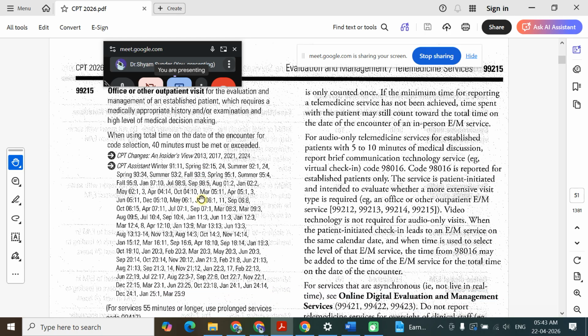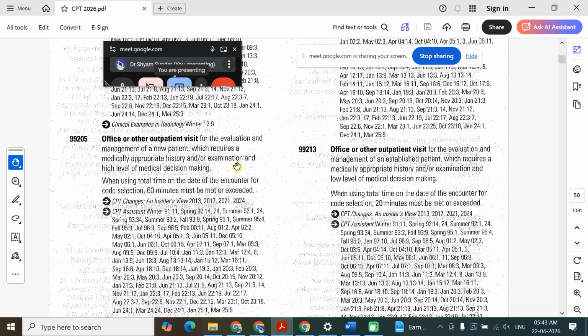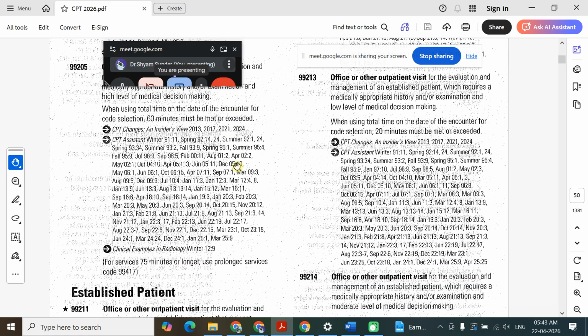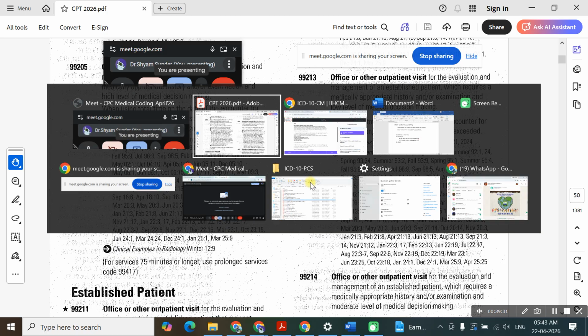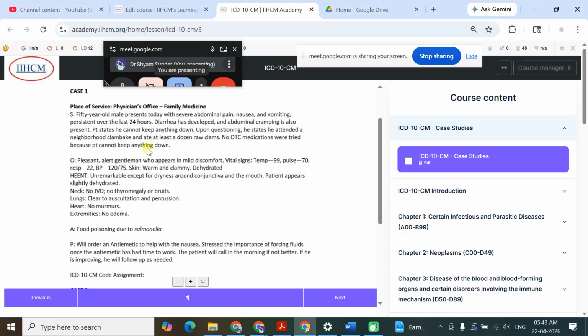Because the doctor spent a good amount of time to provide counseling, which is clinically necessary. So that's how. Sir, for that, the doctor will mention the counseling time in the prescription, right? Yes, in the medical record. Absolutely, you're right. This is the medical record.